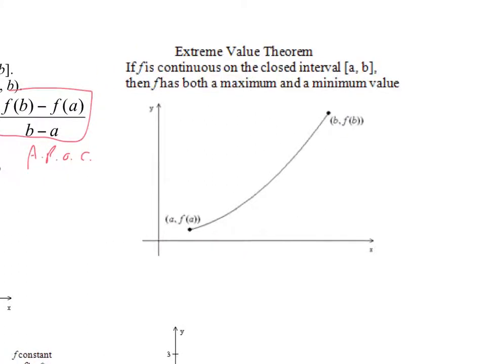Extreme value theorem: if f is continuous and we have a closed interval, so we're starting at a and ending at b, then f has both a maximum and a minimum value. Now it doesn't mean that we have to have a relative max and a relative minimum, so our slope does not have to be equal to 0. We don't have to have a critical point on that interval. We just have to have a maximum and we have to have a minimum. So here would be our minimum and here would be our maximum. So there's a largest y value and there's a smallest y value.